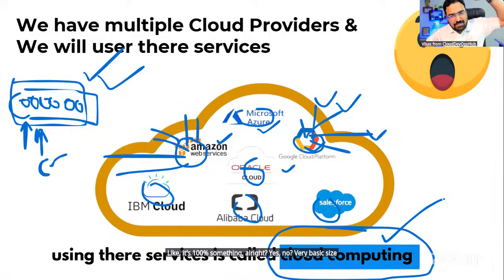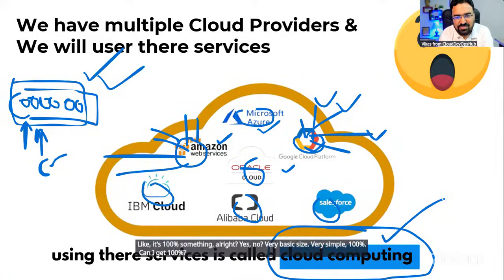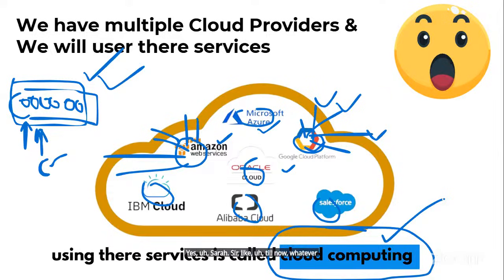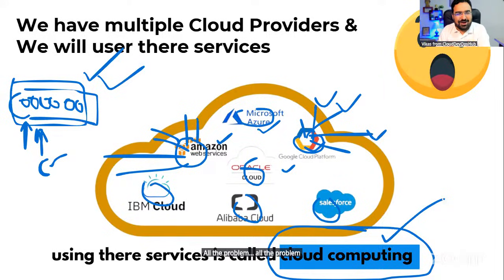ये सब 10 साल पहले पता होना चाहिए था. Very simple. Can I get 100% till now? Yes, sir, like till now, what have we discussed? Like challenges of the data center. Now everything will be taken care of by this service provider, right? Like Amazon. All the problems will be solved by cloud. Okay.